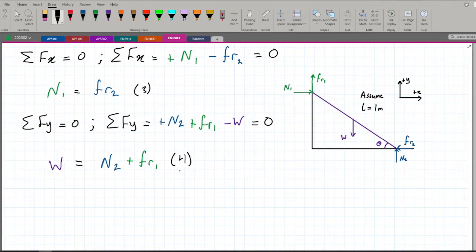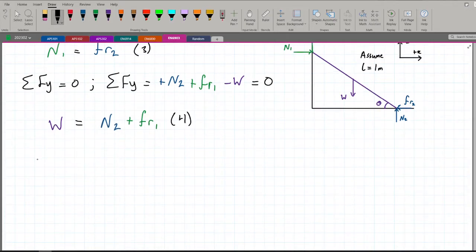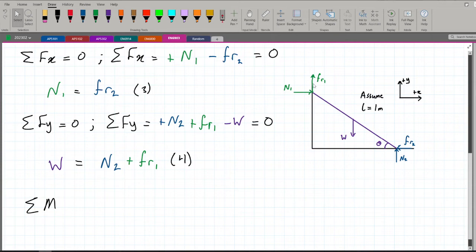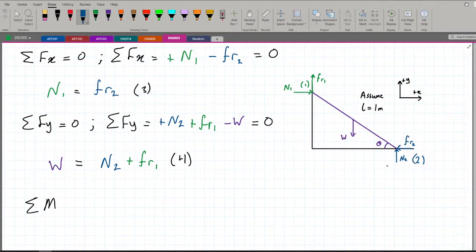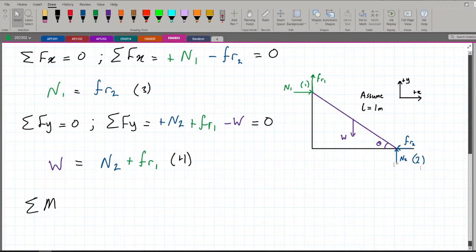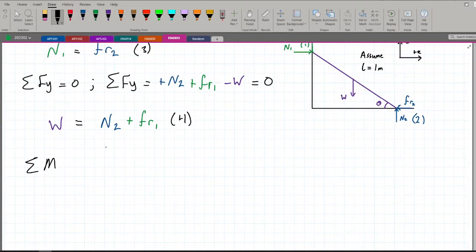So we have our 4 equations. The last equation we need is going to be the moments equation. So sigma moments about any point. We can select either this point 1 over here. So this is point 1 and this is point 2. So we can find the moment at either point 1 or point 2. For simplicity, I'll just use point 2. It doesn't matter which one I use. So I'm just going to use point 2.